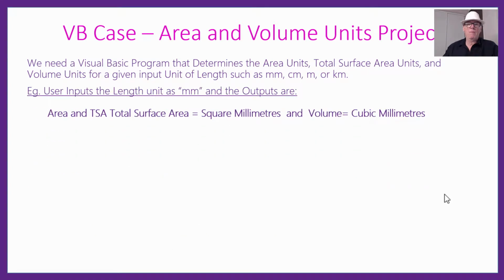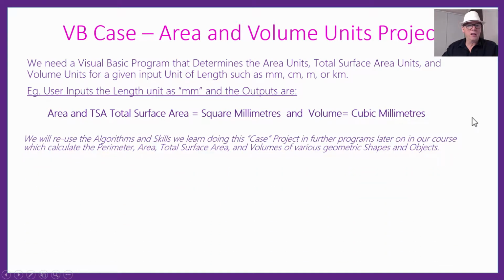The idea is if they put in millimeters as the input, if they pick that from the drop-down list, it'll tell them, okay, area stuff has to be in square millimeters and your volume has to be in cubic millimeters on the answers which we are calculating for that particular thing.